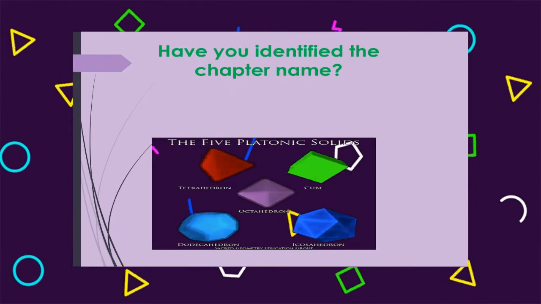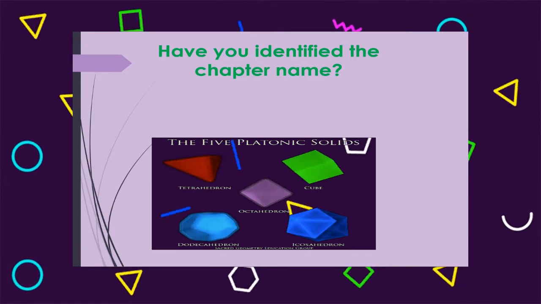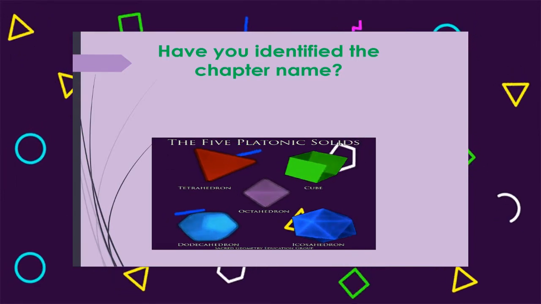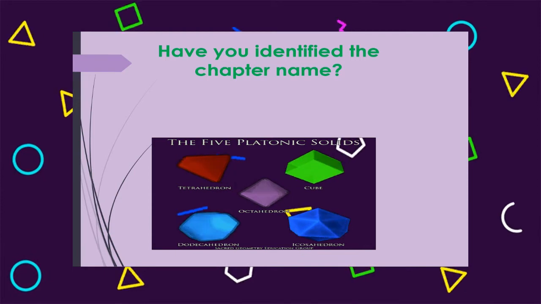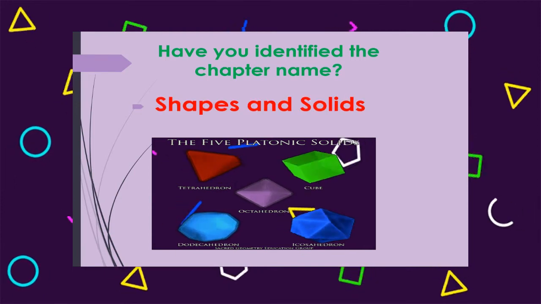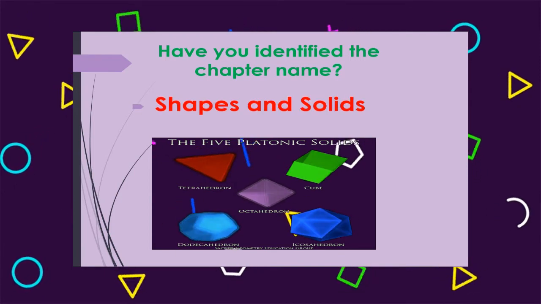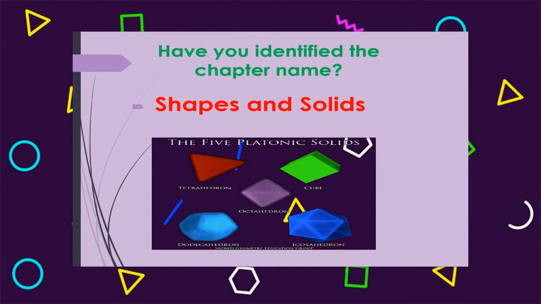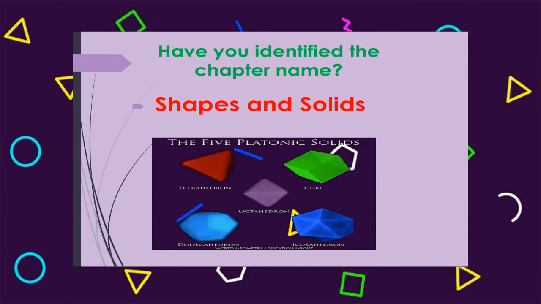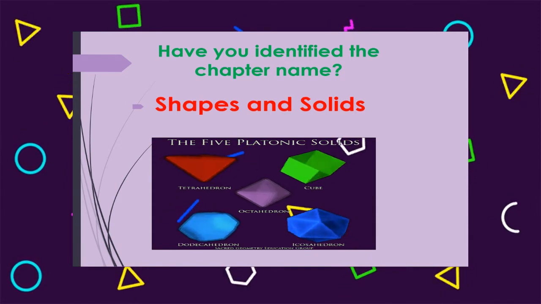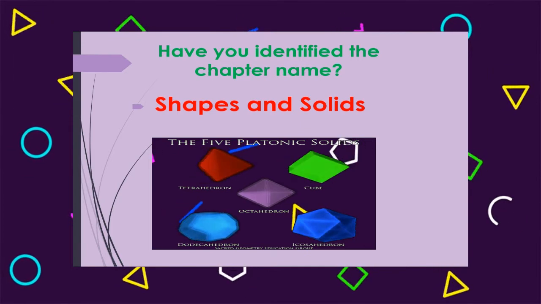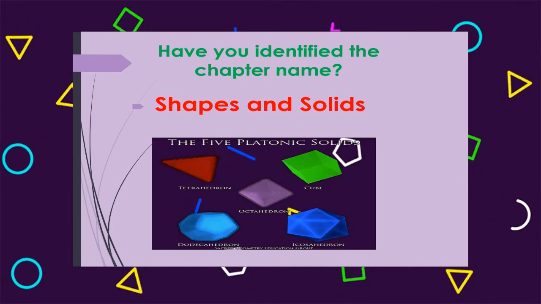Okay, now it's time to tell me the name of the chapter. Have you identified the name of the chapter? Yes, it's Shapes and Solids. You can see here the different pictures of the solids. We are going to discuss different types of shapes, 2D shapes or 3D shapes in this chapter.